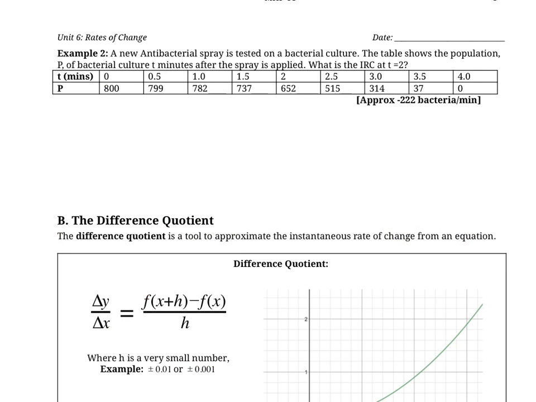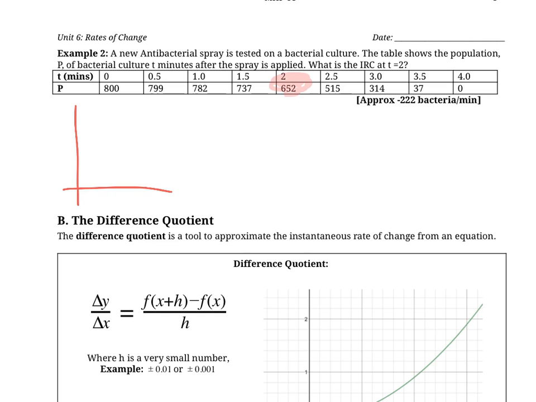So here's a problem where we're given a table and we're asked to find the instantaneous rate of change at t equals 2. So basically, what is the rate of change at this point, right? How fast is the population changing at that point? How are we going to do this? I'm going to start off with just a very quick sketch of what's happening here.